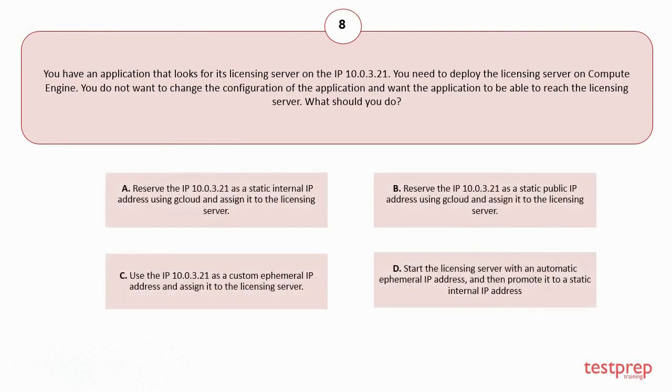Your options are: A. Reserve the IP 10.0.3.21 as a static internal IP address using cloud, and assign it to the licensing server. B. Reserve the IP 10.0.3.21 as a static public IP address using cloud, and assign it to the licensing server. C. Use the IP 10.0.3.21 as a custom ephemeral IP address, and assign it to the licensing server. D. Start the licensing server with an automatic ephemeral IP address, and then promote it to a static internal IP address. The correct answer is option A.